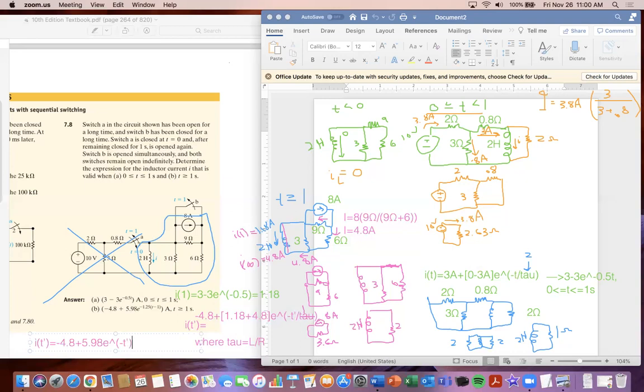Sorry, so then just keep it this way. But where t' equals t minus 1, and that would then make our equation I of t equal to negative 4.8 plus 5.98 e to the negative, and then the negative would be placed in there, t minus 1.